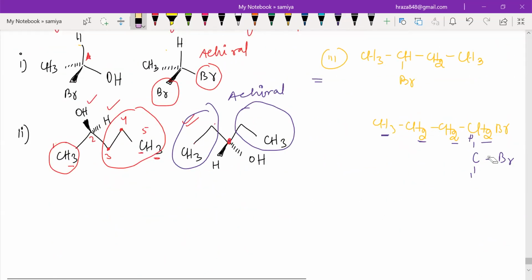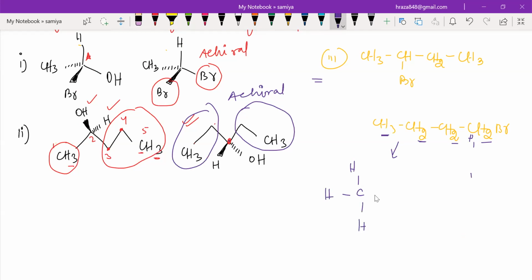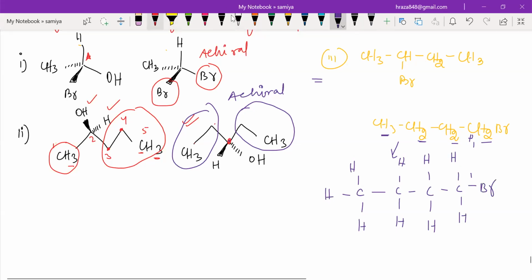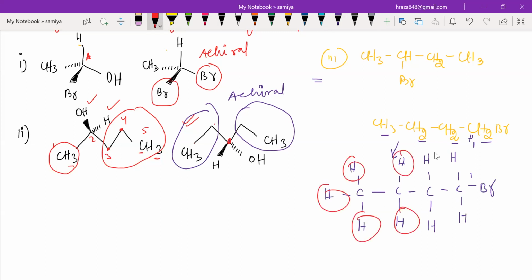Okay. Now you can see. First of all, I'm going to write the structure of this. So can this carbon be chiral? The left carbon? No, sir. Can the second carbon be chiral? Third carbon can be chiral. Fourth carbon. All carbons have some groups which are similar or the same. Yes or no? Yes. So this is achiral.